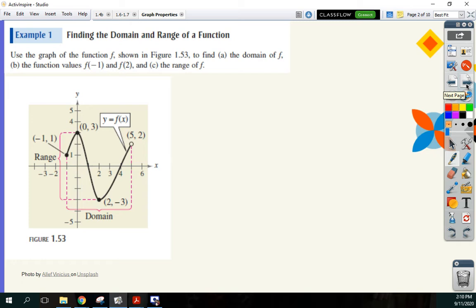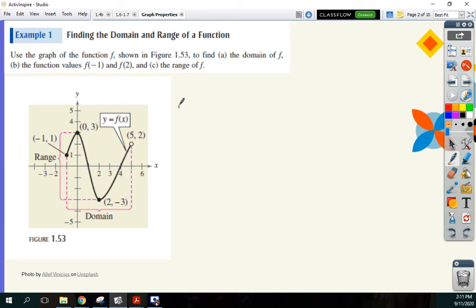So our first thing that we're talking about is domain and range. So remember, when we're talking about domain, we're talking about x values, and when we're talking about range, we're talking about y values. And we can find domain and range given a table, given a graph, given an equation. There's lots of different representations that we can see, and we should be able to find our domain and range from any of those. So in this case, it says use the graph of the function shown here to find the domain of f, the function values that they give us, and then the range.